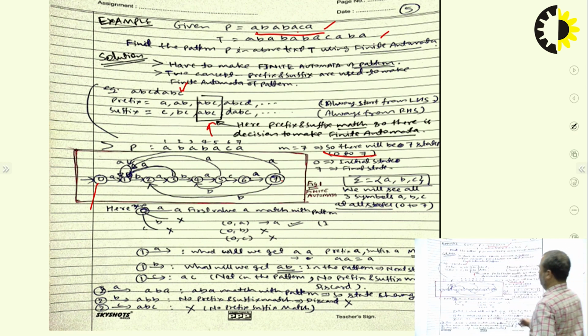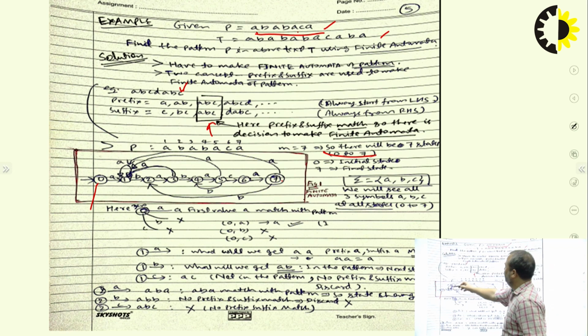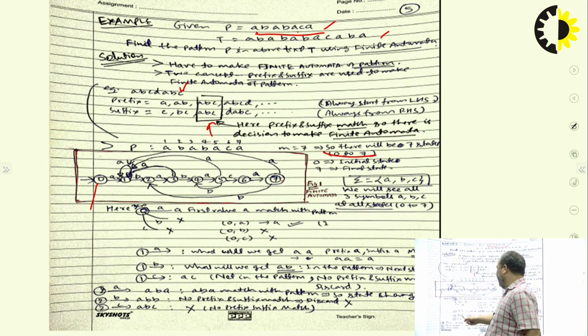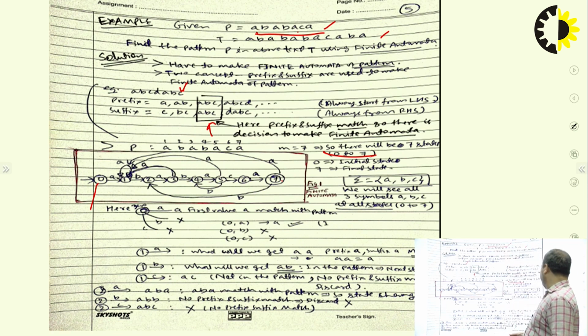Okay, so AA, if prefix A and suffix A match, we will reach the same position, which is 1. Now from 1, with input symbol B, what would this be? AB. Yes, AB, so it is just going to match AB in the pattern. So the next state will be 2.